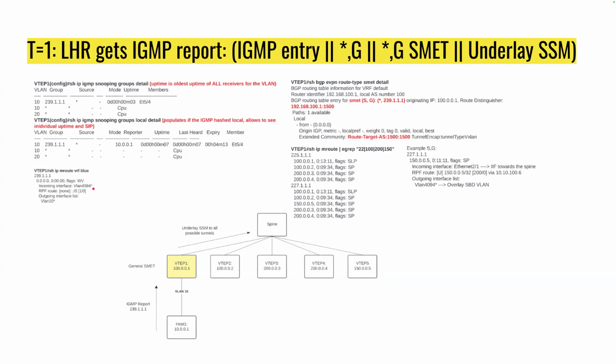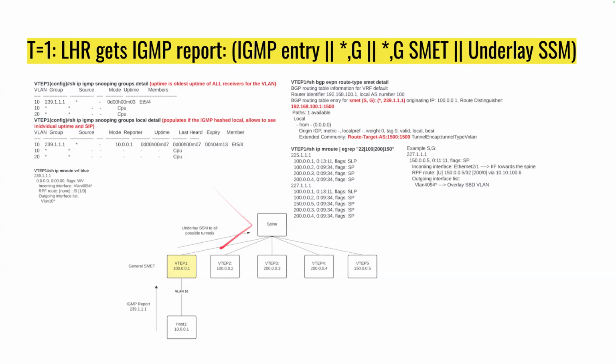Good, thank you. So when you receive the traffic, the OIL is 4094 SBD, and then the traffic goes into the respective VRF blue, where you see the same SBD as the IIF here, which is how the traffic has entered the VRF. And here you see the VLAN 10.